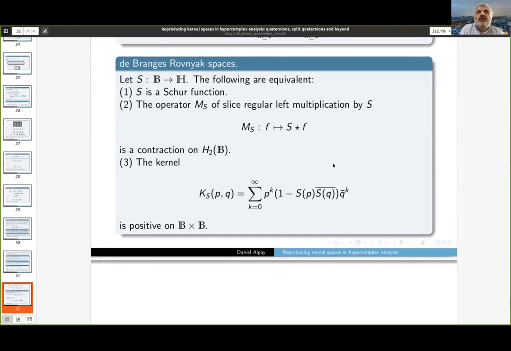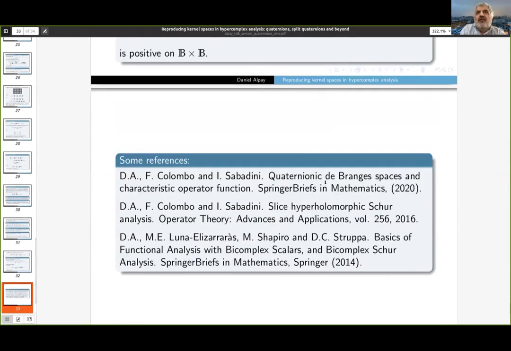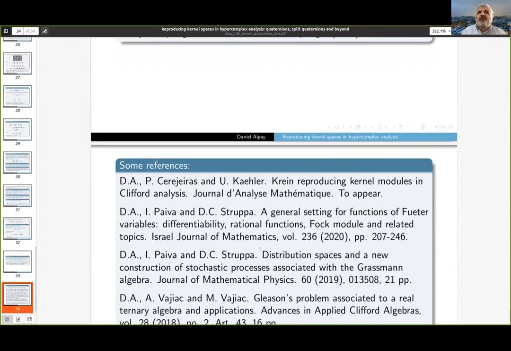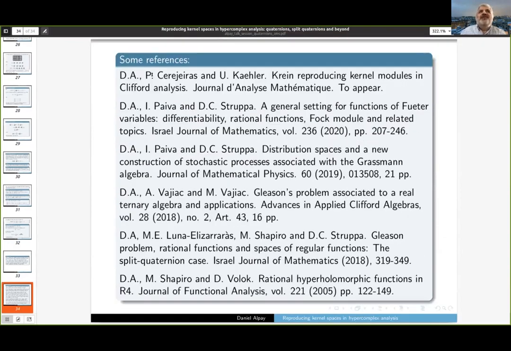That will be the end of my talk. Let me give some quick references. My slides are available, so I will not go all over it. Here are just three books, which are really for the slice hyperholomorphic setting. This is for the bicomplex case, which I didn't mention. And since Portugal was mentioned a couple of times, I would like to mention in particular my colleagues from Portugal, Paula Cerejeiras and Uwe Kähler, and this paper which will appear soon.